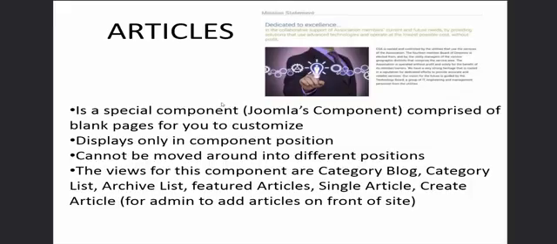An article is a special component. It's Joomla's own component, comprised of blank pages for you to customize. It displays only in the component position. It cannot be moved around into different positions. The views for this component are category blog, category list, archive list, featured articles, single articles, and create an article for admins to add articles from the front of the site.